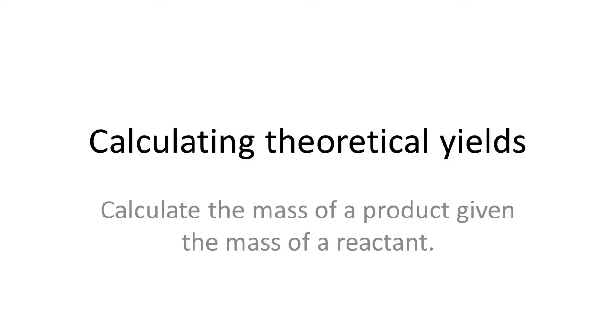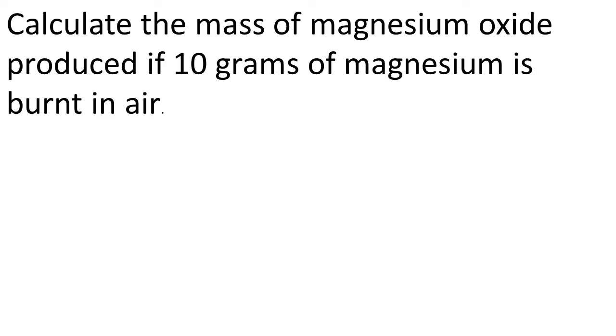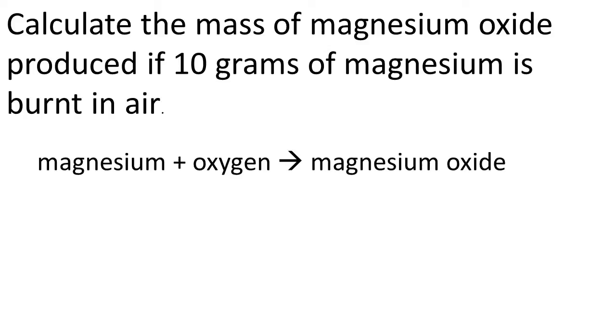If you haven't watched the two videos previously on atoms and relative formula mass, you'll have to, because that will help you out a lot. Okay, first one. Calculate the mass of magnesium oxide produced if 10 grams of magnesium is burnt in air. So, first thing we've got to do is write out the actual equation. So here's the word equation. Magnesium plus oxygen goes to magnesium oxide.